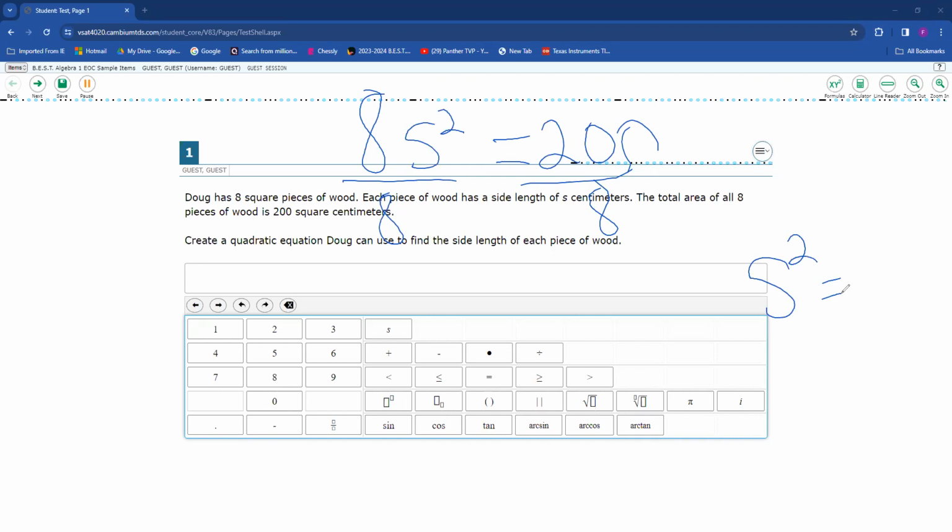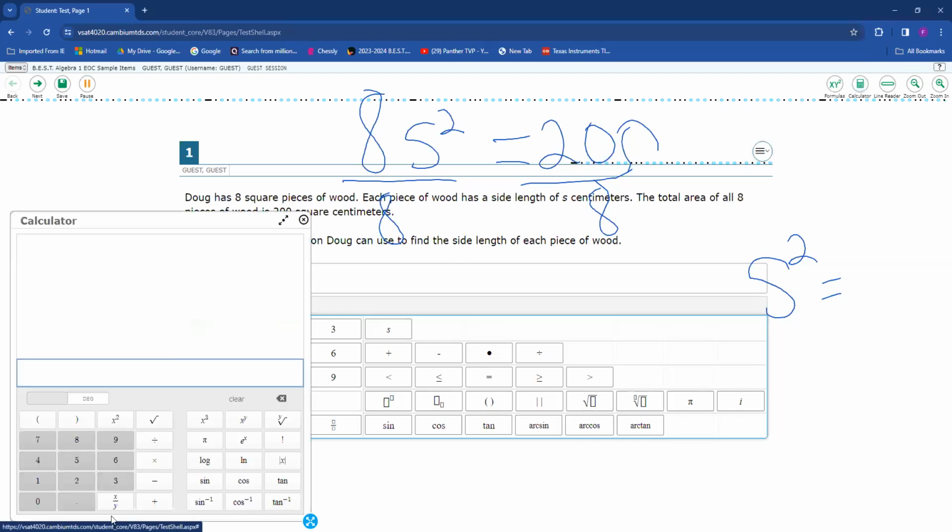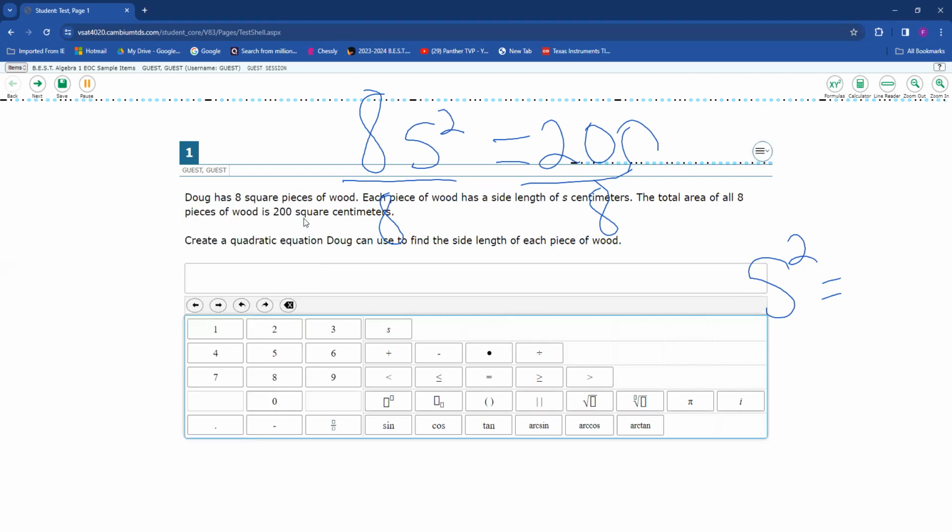Yes, because 100 divided by 25. So 200 divided by 8. Looks like I need to do that to be sure. 200 divided by 8. It's actually 25. Okay. Never be too proud to use the calculator.